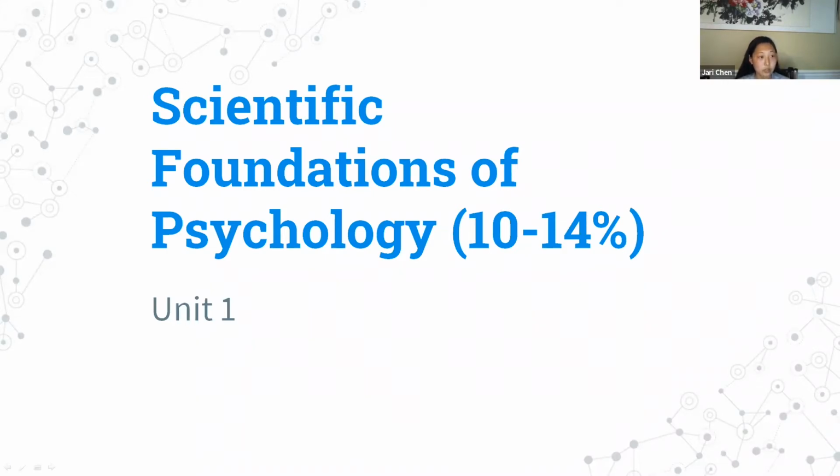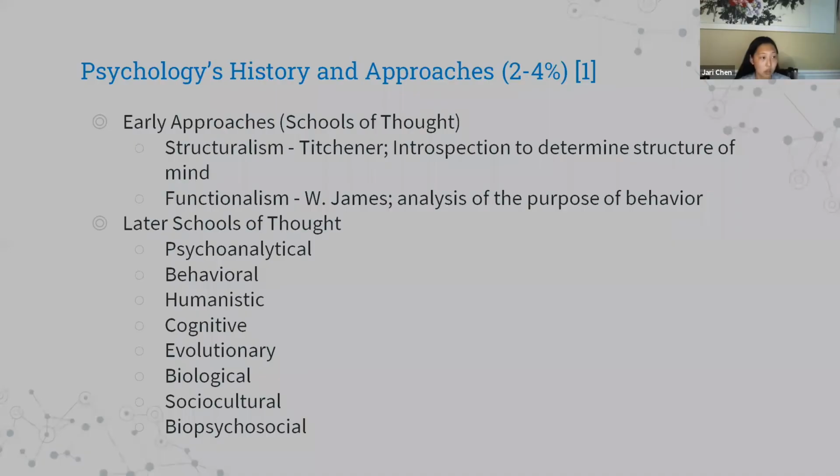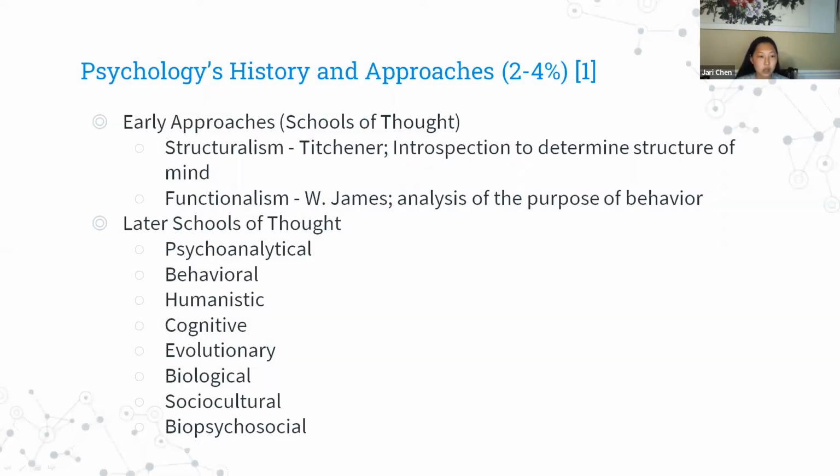Unit 1 is Scientific Foundations of Psychology. So this unit is basically just history of psychology and important people, as well as some basic scientific research stuff. So you'll hear a lot about schools of thought in psychology.